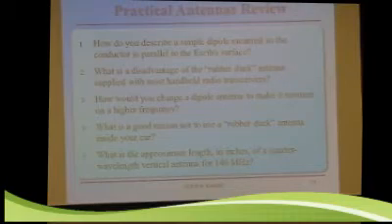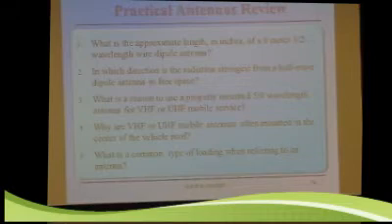19.2 or 19 and a quarter. But anyway, yeah, that's about it. What is the approximate length in inches of a 6 meter half wave dipole antenna? We mentioned that one specifically.